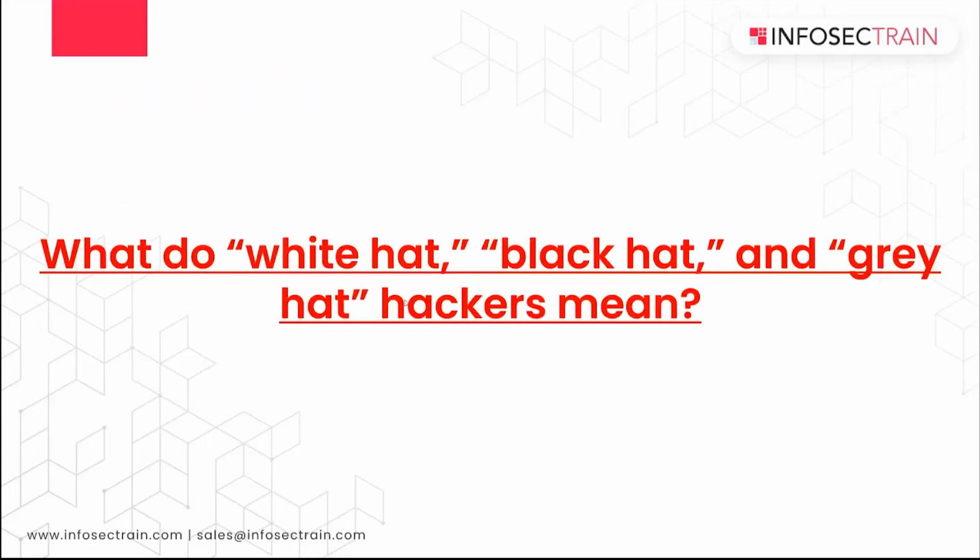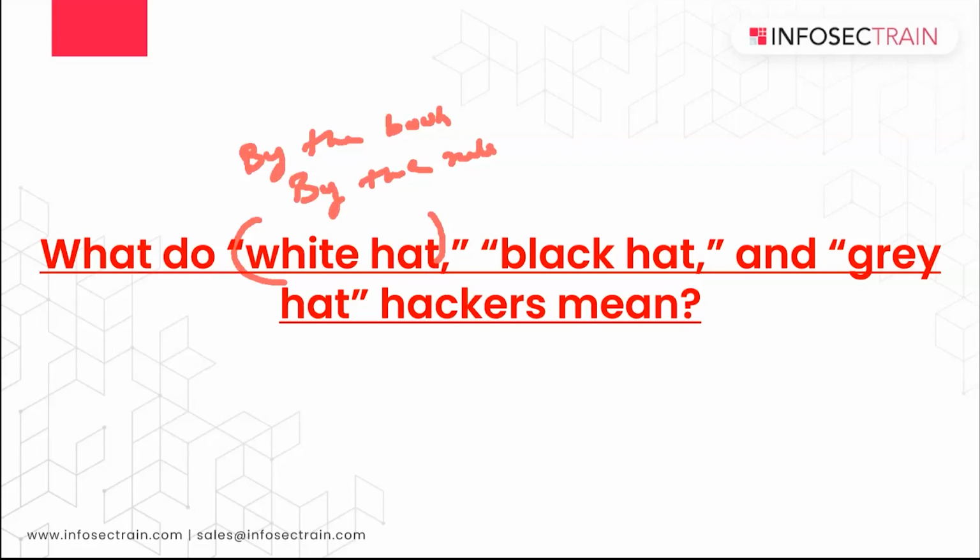Now, my next question is, what do white hat, black hat, and gray hat hackers mean? What do you think? Who are the white hat hackers? As of now, I'm only asking about white hat hackers, not black and gray. So who are these hackers? White hat hackers are the people who go by the book, who go by the rules. Pen testers. Yes. Ethical hackers.